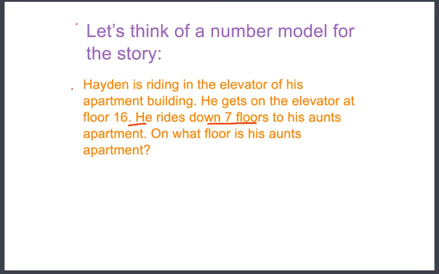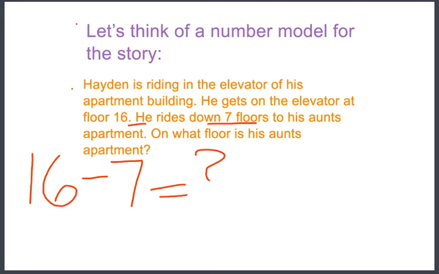So we are thinking of a number model for the story. Hayden is riding in the elevator. He gets on the elevator at floor 16 and he rides down 7 to his aunt's apartment. And our question is, on what floor is his aunt's apartment? 16 minus 7 equals question mark. And what part of the story does this question mark represent? It represents the floor that Hayden's aunt's apartment is on.